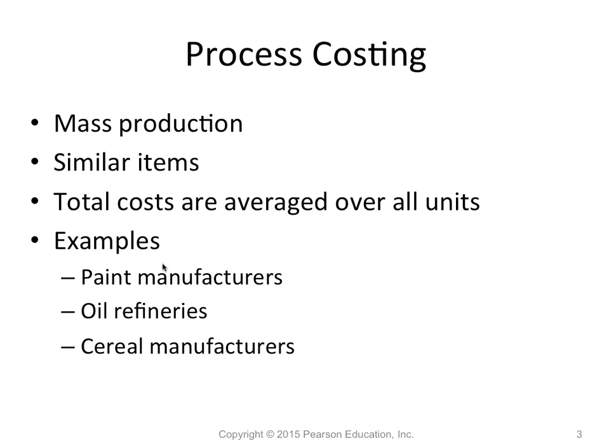So some examples are paint manufacturers, where you can allocate cost per can, per gallon, or per whatever unit. And oil refineries, so also they're the same. Oil is the same. And cereal manufacturers, so you always can allocate your cost to each unit package. These are all very mass production products.